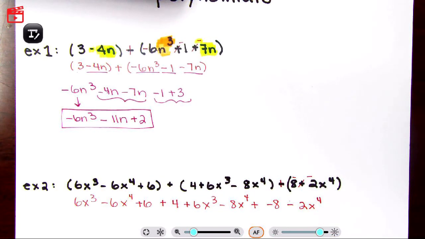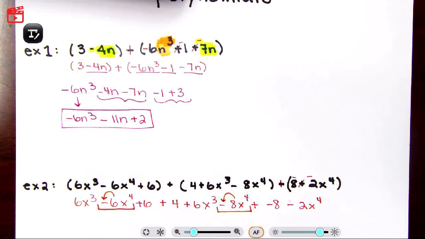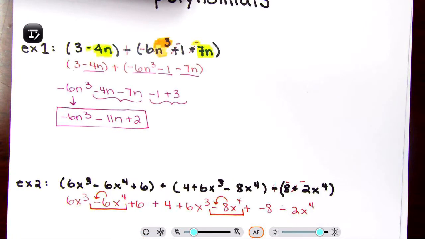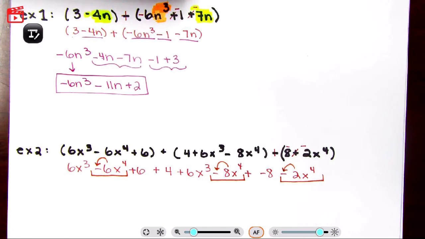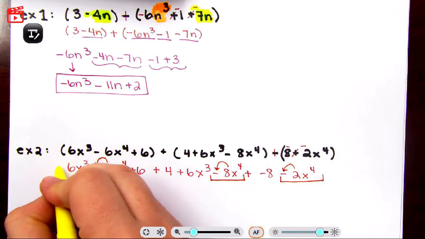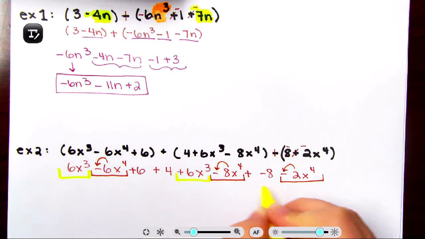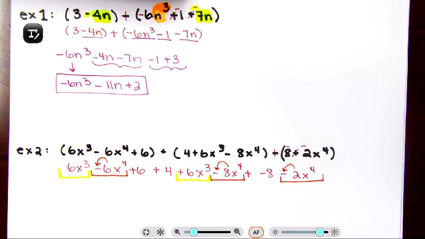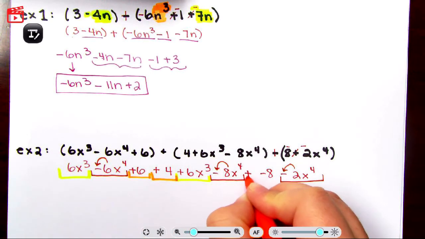I'm going to see if underlining these is going to help us because there's a lot happening. I'm looking for x to the 4th. Here is x to the 4th. Here is x to the 4th. Make sure that you're grabbing the symbol with it in front of the number. Oh, and I have x to the 4th for the 3rd time. Then what do I have? I have x cubed. Here's x cubed. Here's another x cubed. That's it. What else do I have? I only have numbers left over. So here's a number, and here's a number.